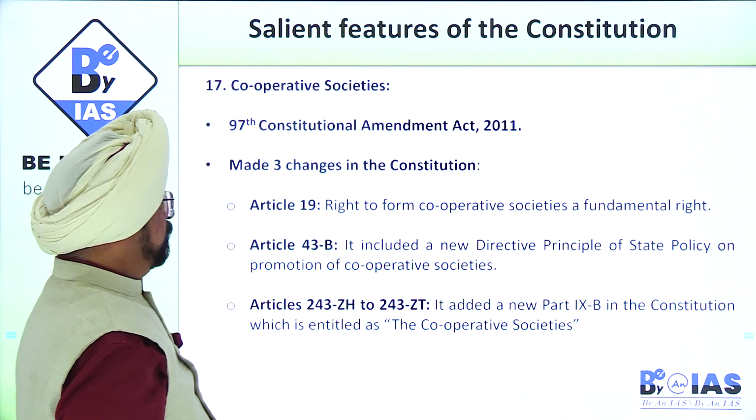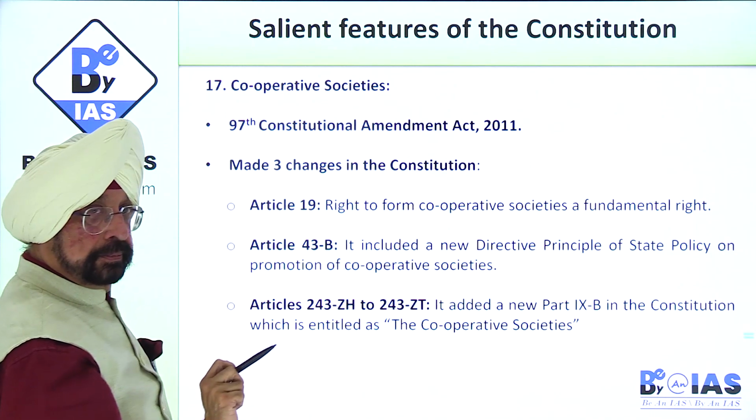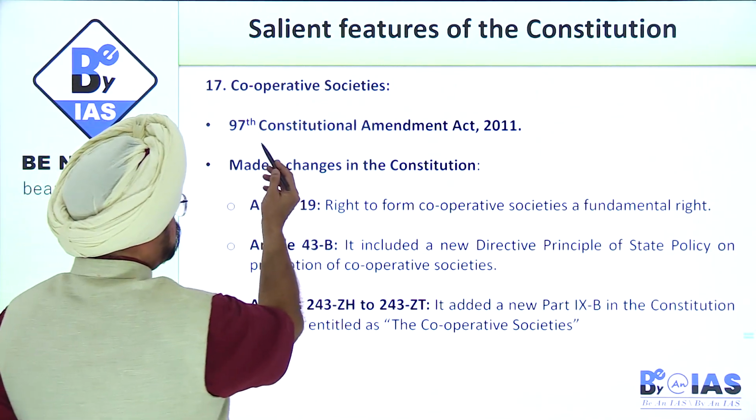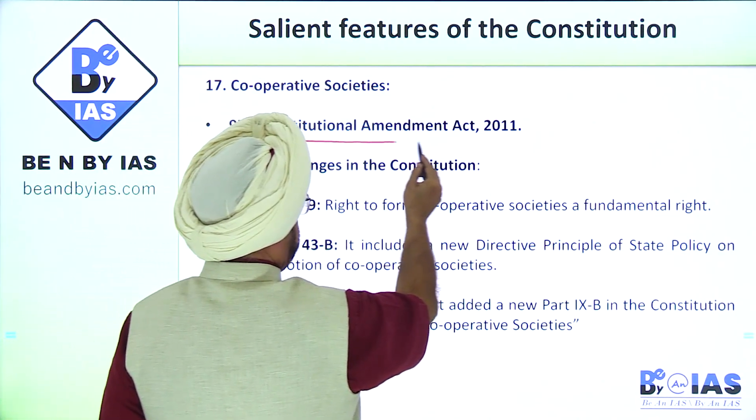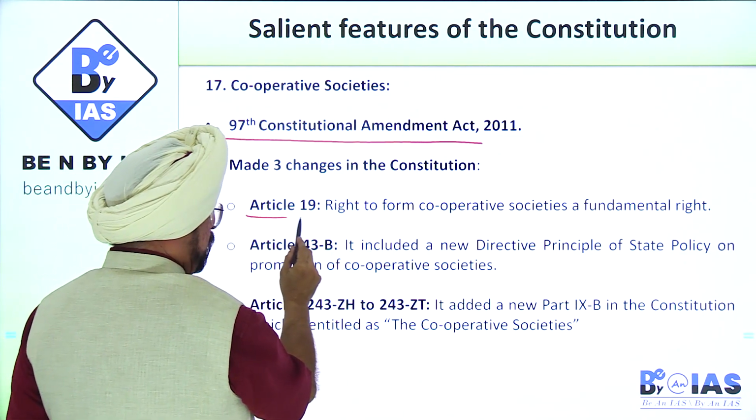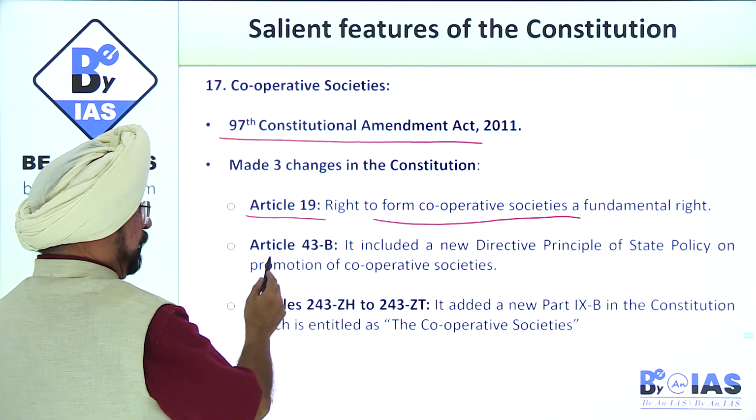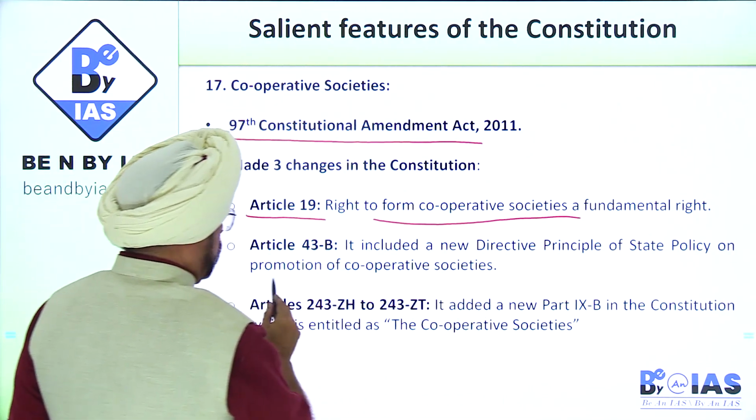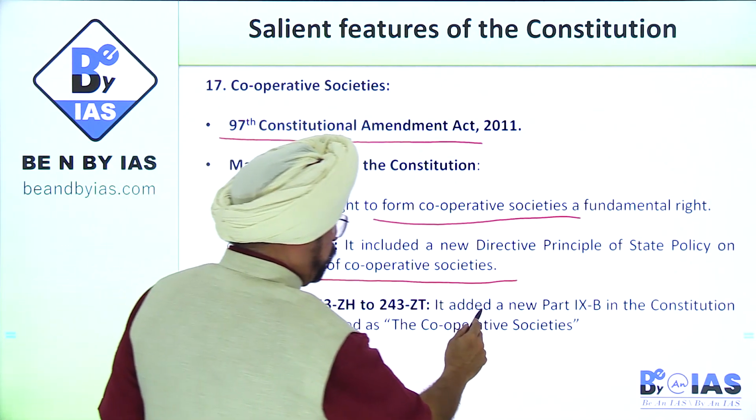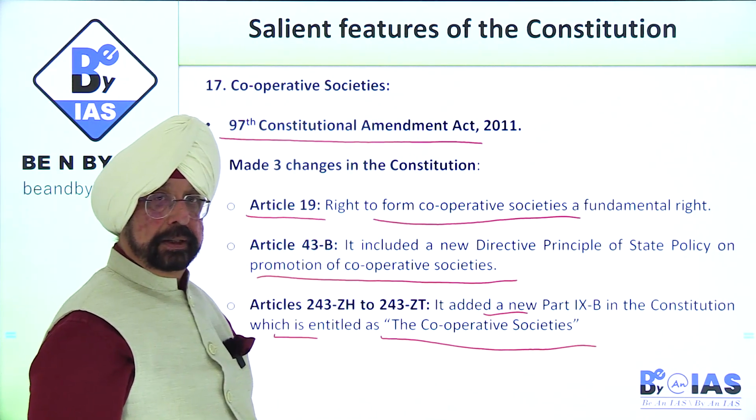Now, cooperatives also have been added as a fundamental right and also a directive principle. So, the 97th Amendment made three changes. One is the creation of a fundamental right to form a cooperative society. Then a directive principle for promotion of cooperative societies. And then these are the new parts which are entitled as to what the cooperative societies will be.